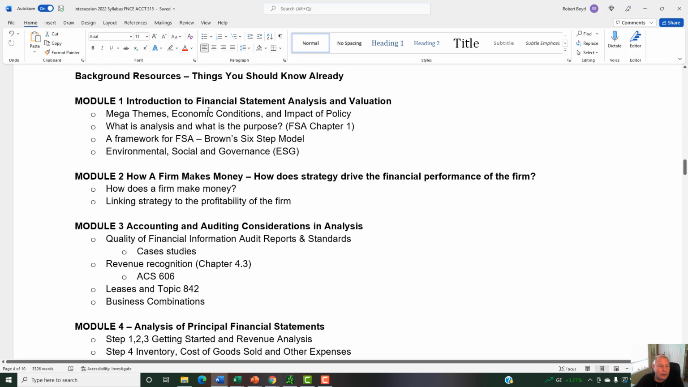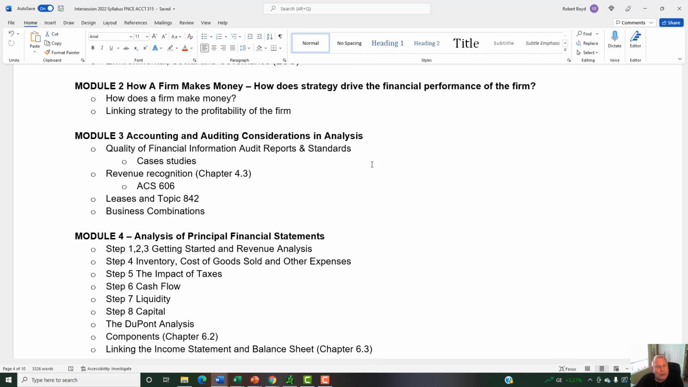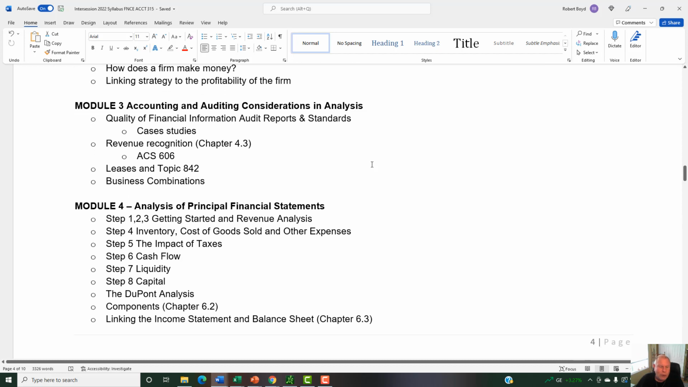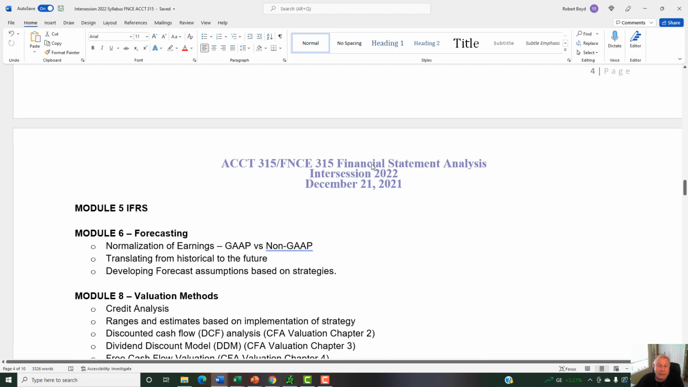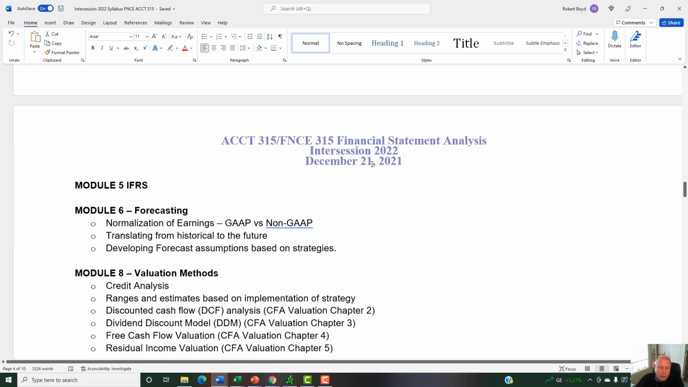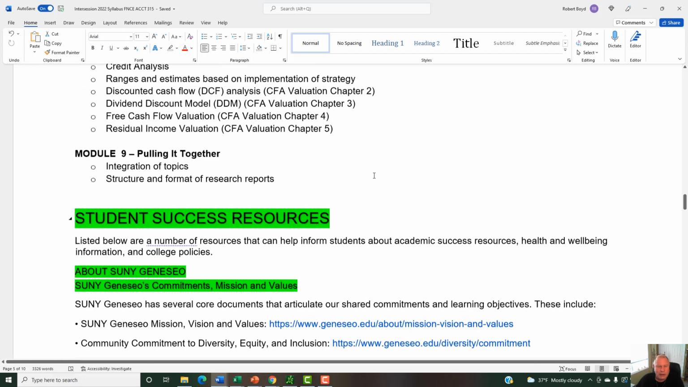So what we're going to do is take a look at what financial statement analysis is, and how firms make money. If you've taken 311 with me, you know how important this is, but we're going to go back and look at it again. Module 3, we're going to take a look at accounting and auditing considerations and analysis. Then we're going to get into Module 4, which is analysis of principal financial statements. Then we look at IFRS, International Financial Reporting Standards. We'll take a look at forecasting, valuation, and pulling it together.